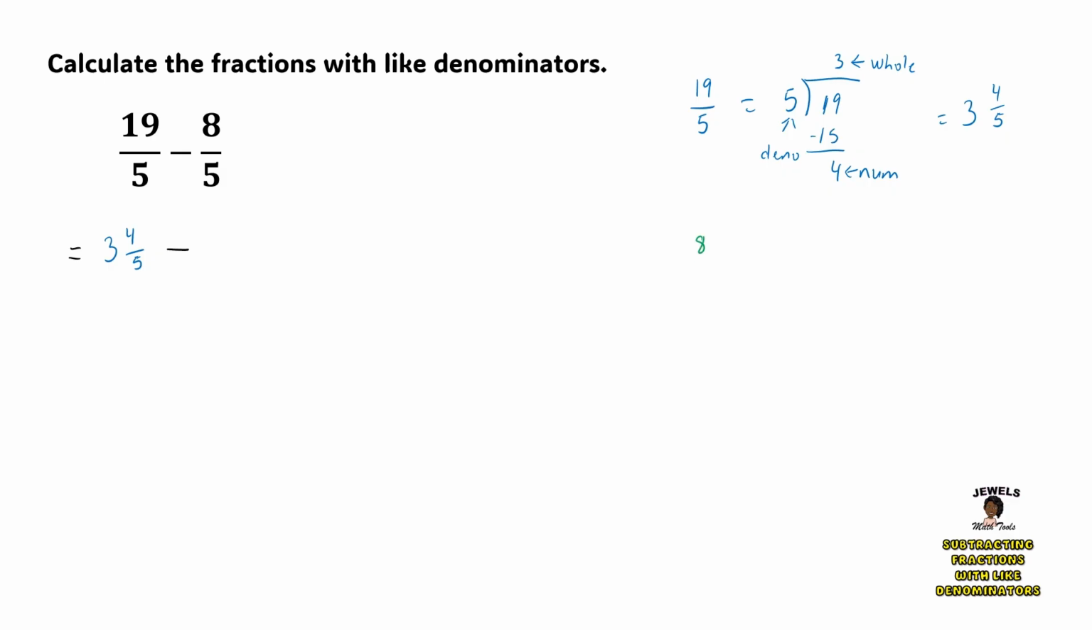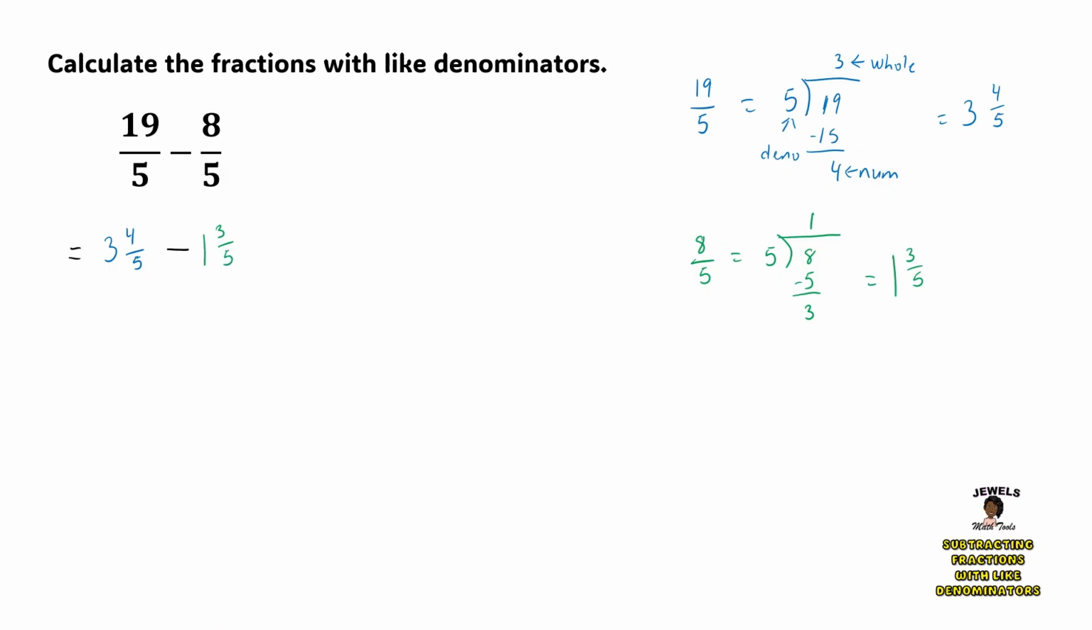We're taking our 8/5, dividing our 5 into 8, where 5 will divide into 8 one time. 1 times 5 will equal 5. 8 minus 5 will give us a difference of 3. And our mixed fraction will be 1 whole and 3/5. And we will now plug that fraction back into our equation.